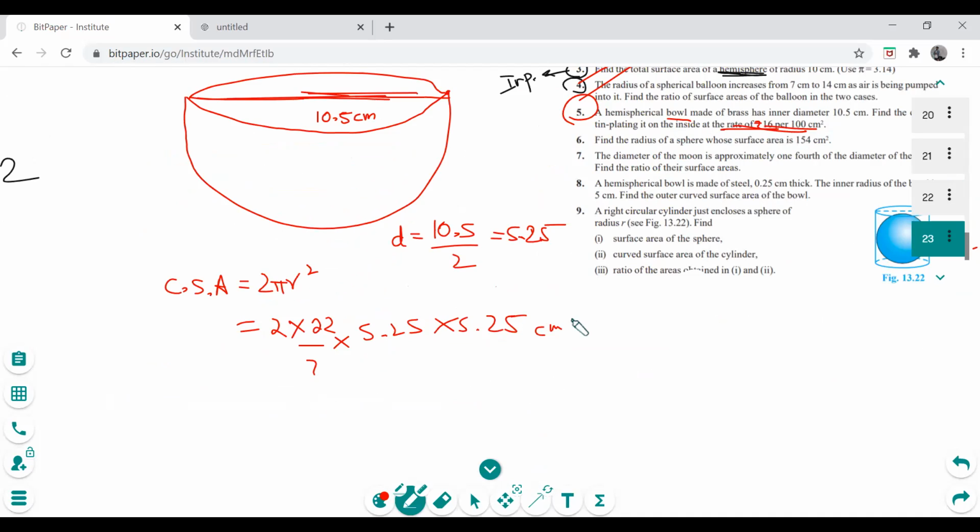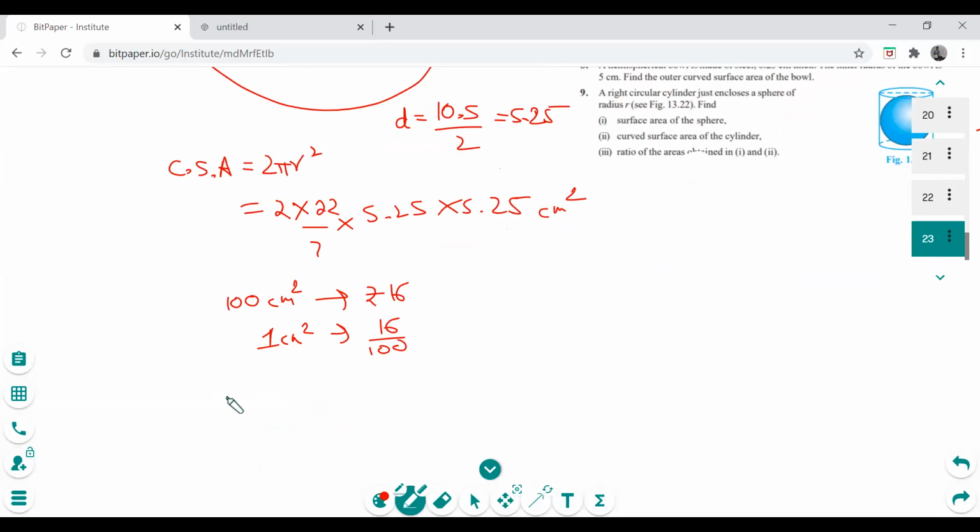See, this is something centimeter square. Now per 100 centimeter square, make sure to mark this one, it's per 100. Per 100 centimeter square cost is rupees 16. So 1 centimeter square cost will be 16 divided by 100, isn't it? Now cost will be 16 by 100 times everything. Now go for your calculation and tell me the cost, not from the back of the exercise. Multiply this. I won't multiply this for you, maybe later when you're done.